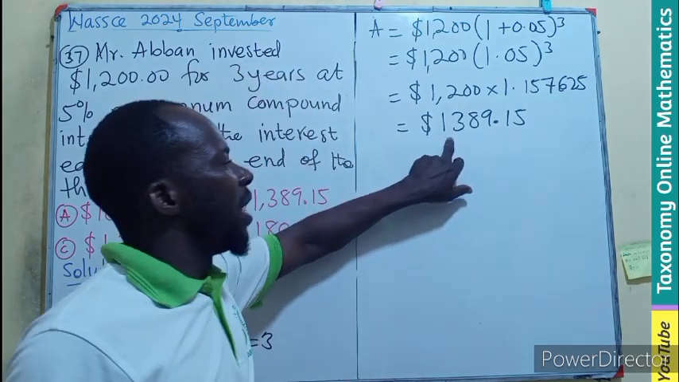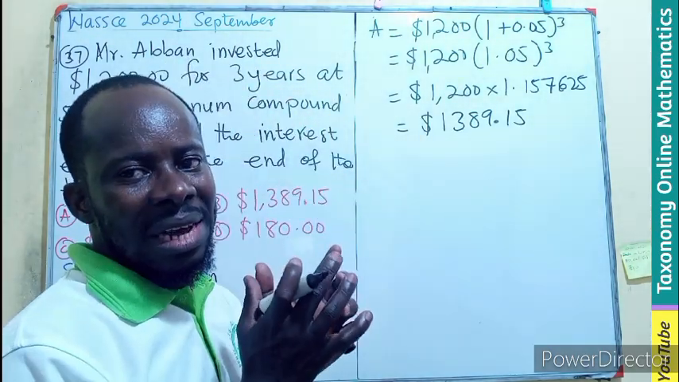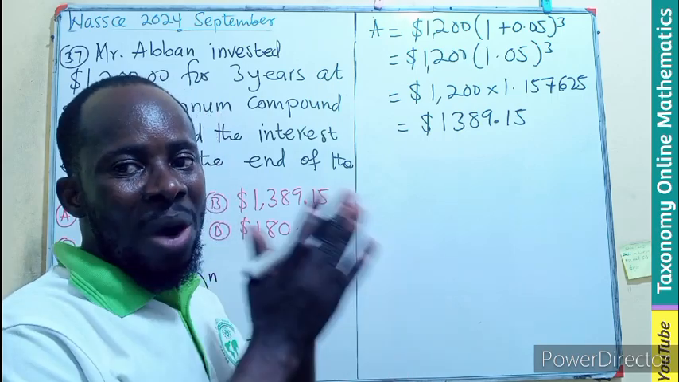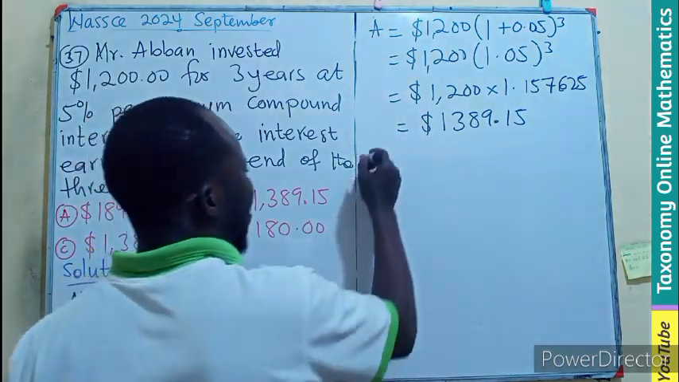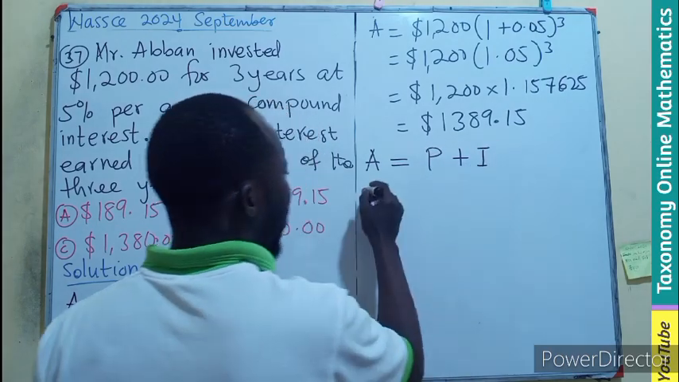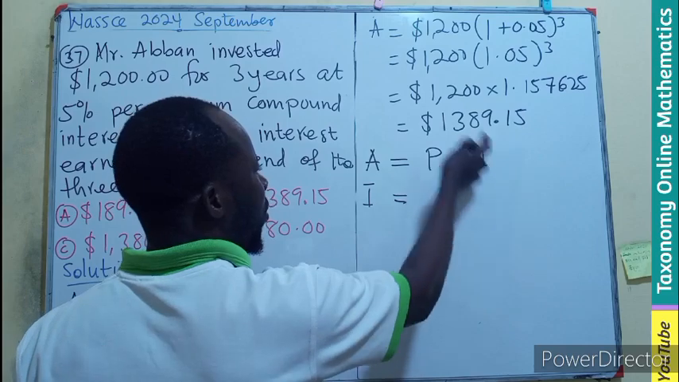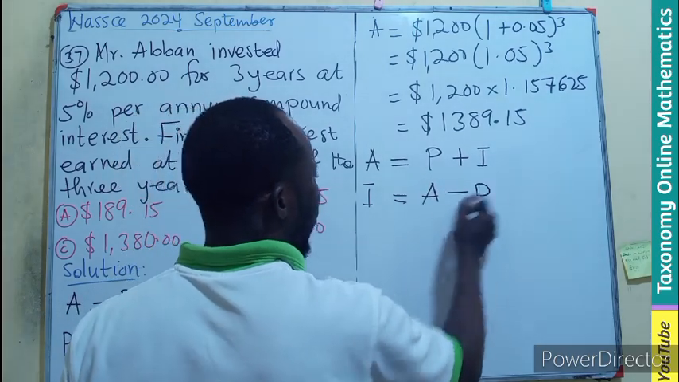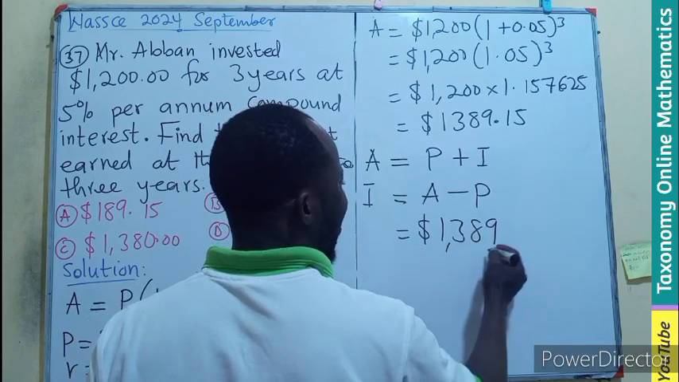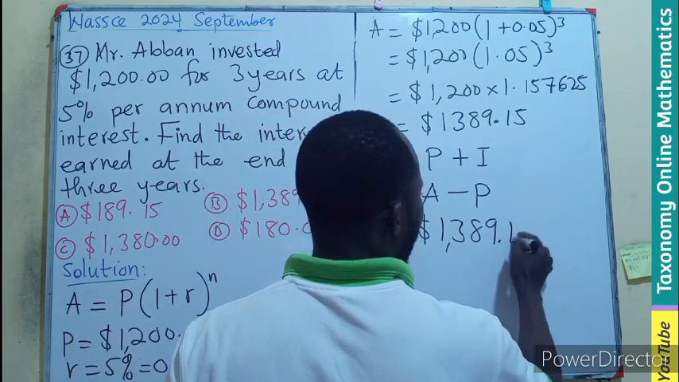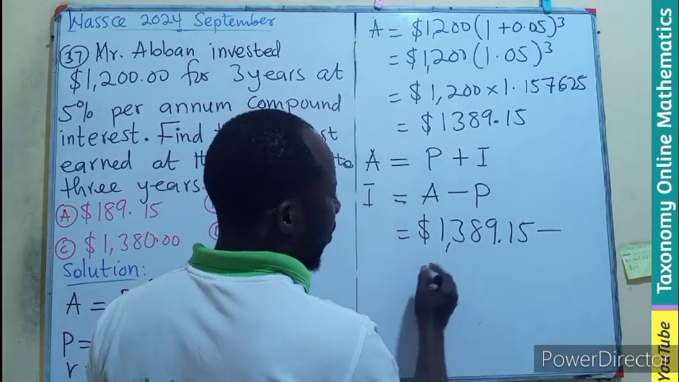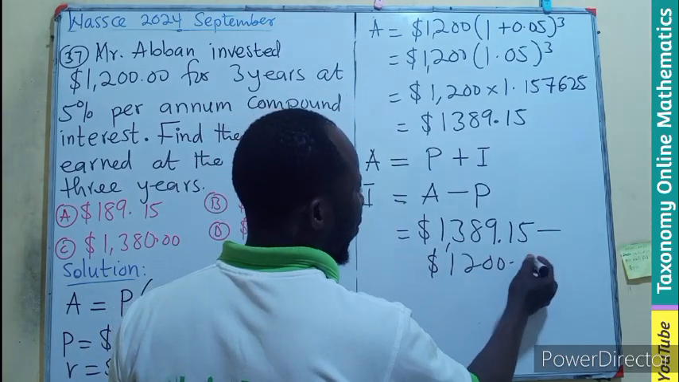Now, this value is telling us the amount gathered at the end of the 3 years. So what will be the interest earned on the 1,200? So you can see that amount is equal to principal plus what? Interest. Therefore, interest will be equal to amount minus principal. What is the amount? $1,389.15 minus $1,200.